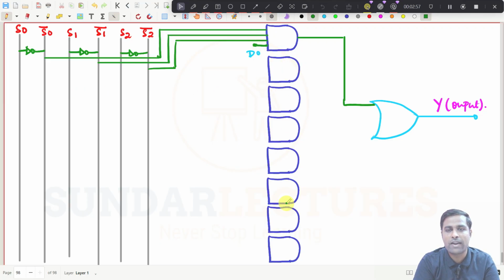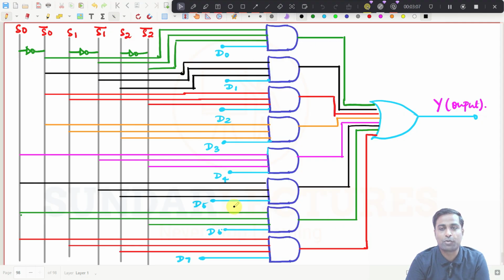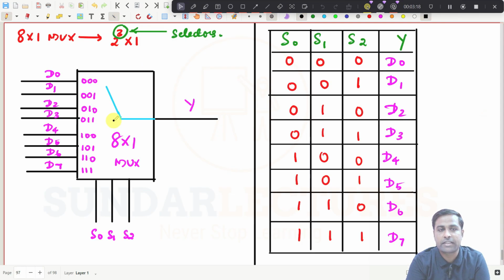So what I will do now, I will try to connect all the AND gates. Right. Now you listen to me. This is what the multiplexer will look like, right? This is inside the multiplexer. What I have done, I have explained you this D0 input, right? If it is D1, then what should be the thing, right?